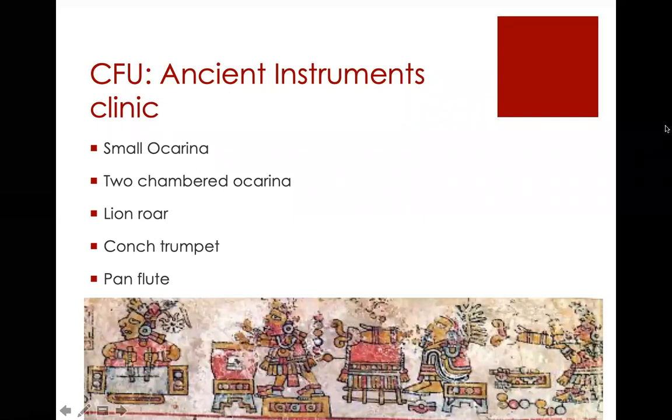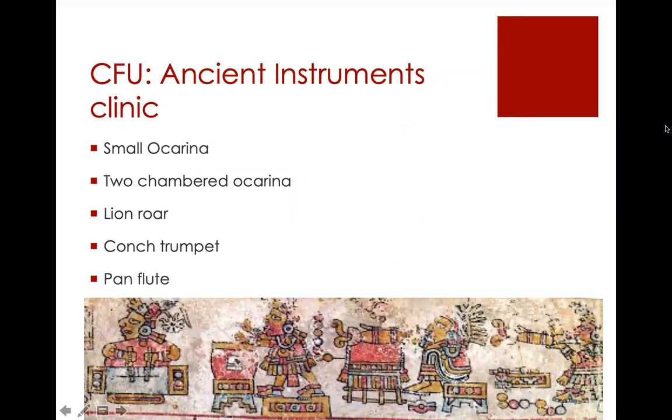And today we're going to talk a little bit more about the ancient instruments and then move on to some modern ones. So you saw in the video I made of the instruments, we studied a little bit about the small ocarina, the two-chambered ocarina, the lion roar, the conch trumpet, and we didn't get to the pan flute this time.